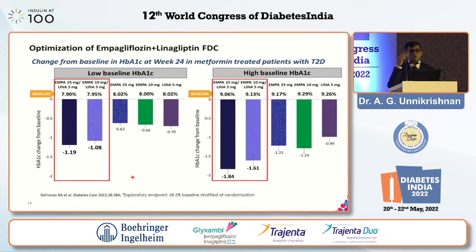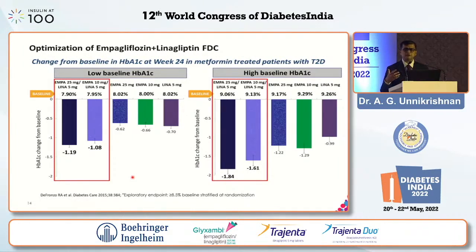And this is an example of one such combination. There are several such combinations available. You have a dapagliflozin-based combination, you have canagliflozin-based combination. Of course, canagliflozin-based combination not available, but you have empagliflozin-based combination, you have renogliflozin-based combination. This is just an example of one such combination, which is empagliflozin.